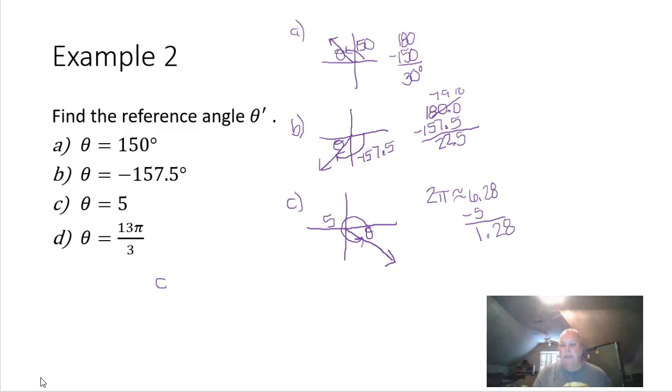Now for D, 13 pi over 3. 13 over 3 is going to be 4 1/3 pi. And this 4 tells me that we're actually going to go fully around the circle twice. There's 2 pi, there's 4 pi, and then we're going to come up here to pi over 3. So we're going to be in quadrant 1. And our reference angle is going to be actually right here in quadrant 1. And that's going to be pi over 3, because each quadrant 1 angle is its own reference angle.